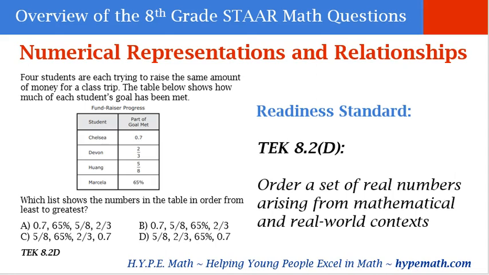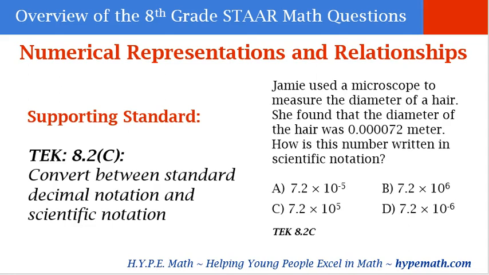We have a chart. It talks about students on a class trip to a field. It shows a table about them. The student is asked to list the real numbers in the table in order from least to greatest. Looking at those answer choices, you see decimals, fractions, and percents, and those are called real numbers. So this is the type of question your student had to answer on the STAAR math test. Let's take a look at some more.